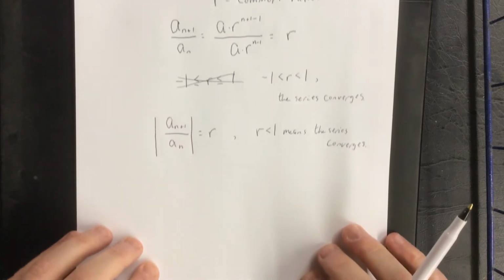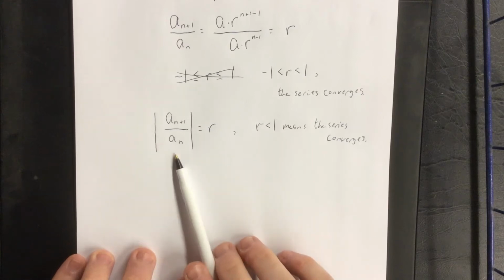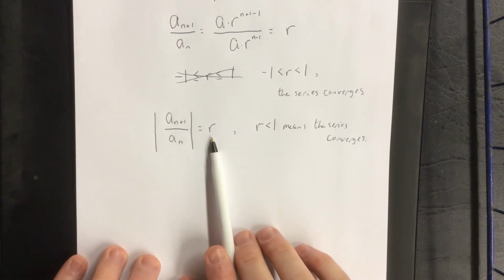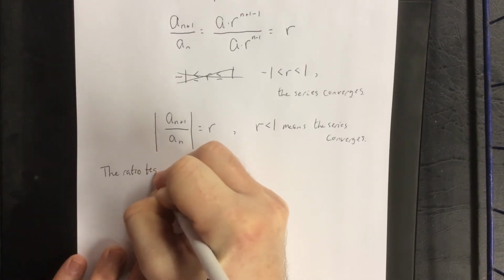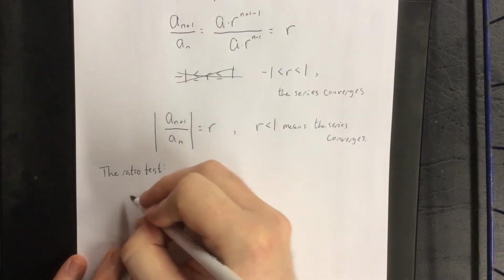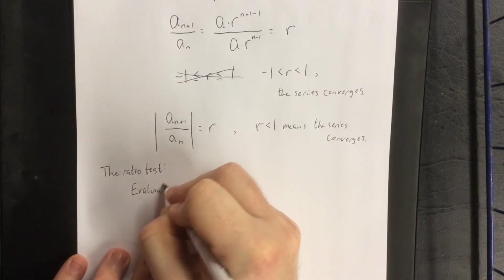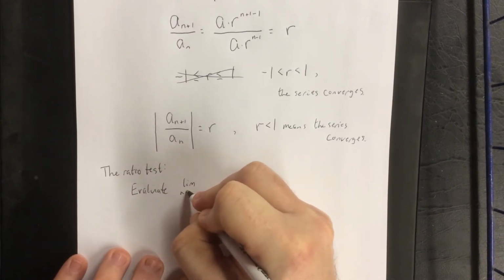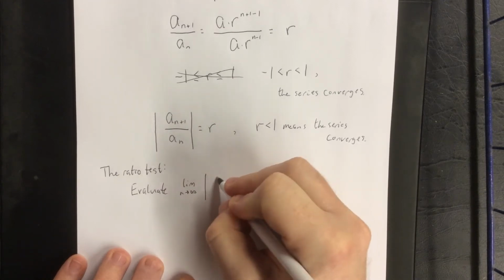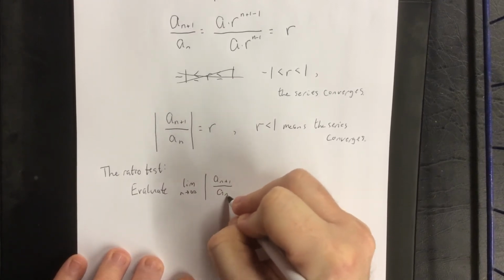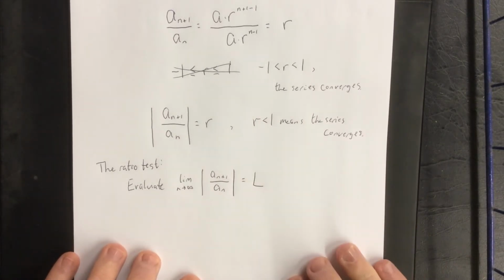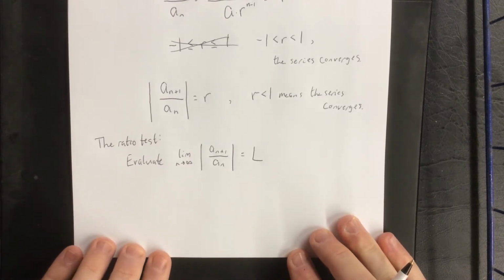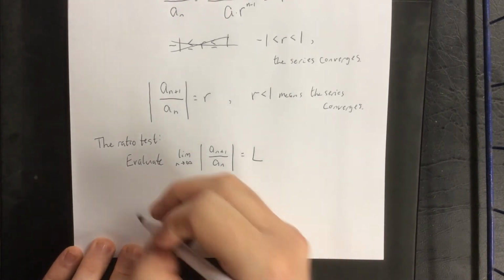The ratio test states the following. As long as eventually a series starts acting like a geometric series, then the series will converge. And by eventually, I mean the following. The ratio test says to evaluate the limit as n goes to infinity of the absolute value of the ratio of consecutive terms. If you evaluate this limit and you get a number, you are allowed to draw a conclusion based off of that number that you get.